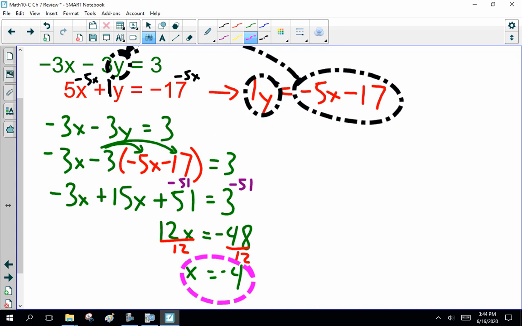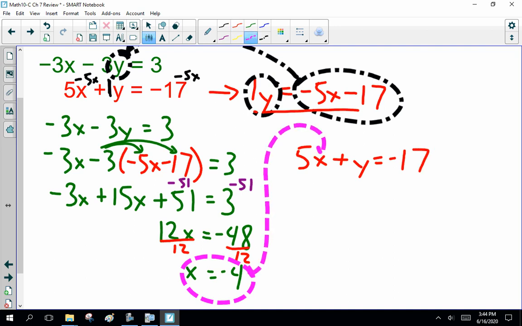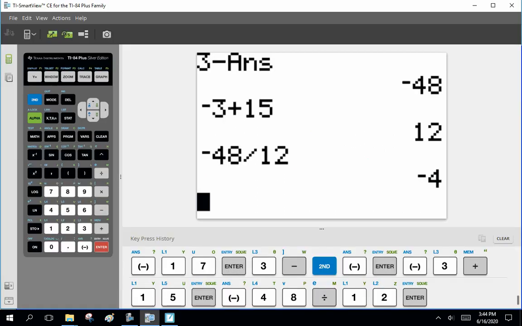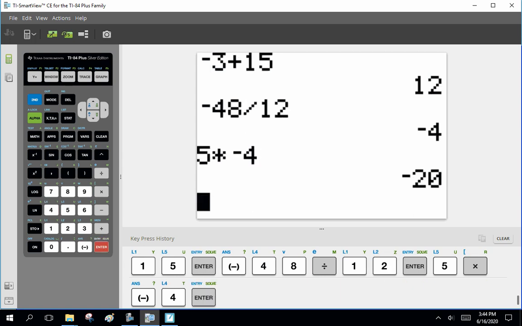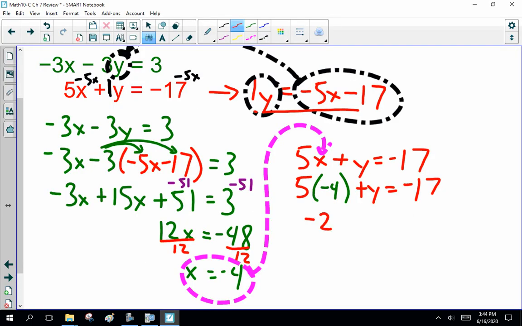and solve. Now, I'm going to choose not 1y equals minus 5x, just in case I screwed it up. I'm going to go 5x plus y equals minus 17, because I can. So, every time I see x, I replace it with minus 4. Plus y equals minus 17. Now, 5 times negative 4 is negative 20. Negative 20 plus y equals minus 17. How do I get rid of negative 20? Well, I add 20 to both sides.